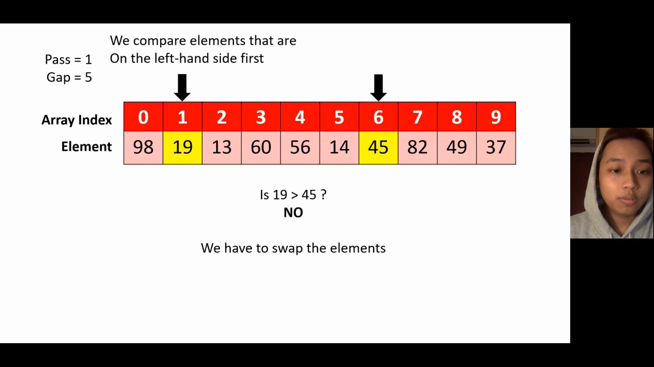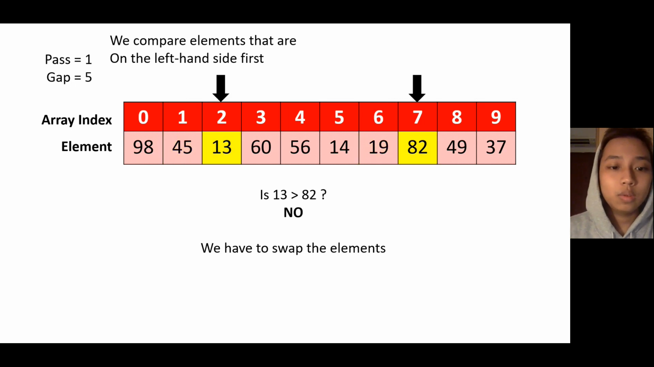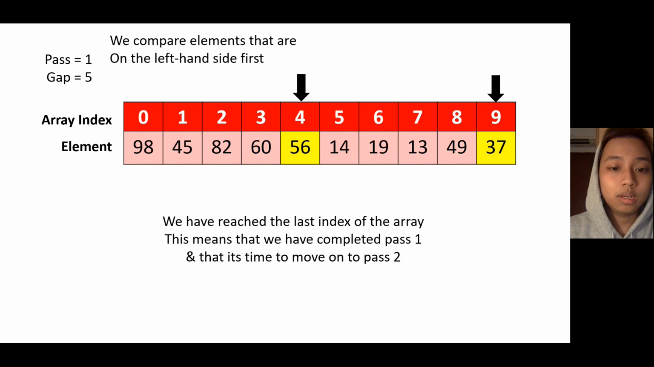Is 19 more than 45? No, it is not. So we have to swap the elements. And after swapping, we move on to the next group of elements to get 5 apart. And we continue checking and swapping when necessary until the last index of the array. This means that we have completed pass 1 and it's time to move on to pass 2.